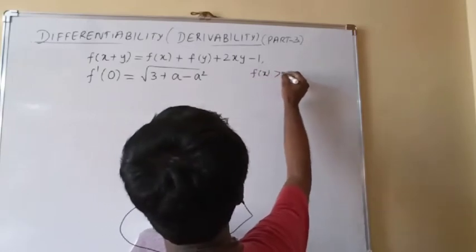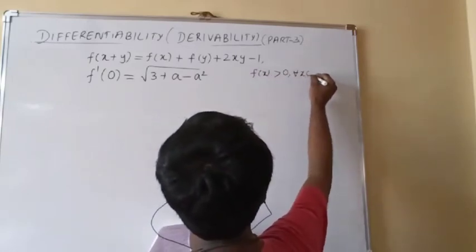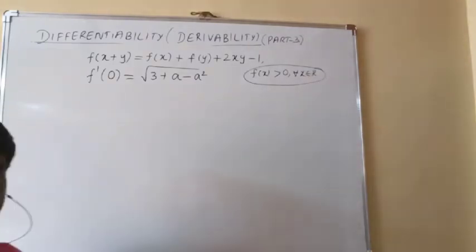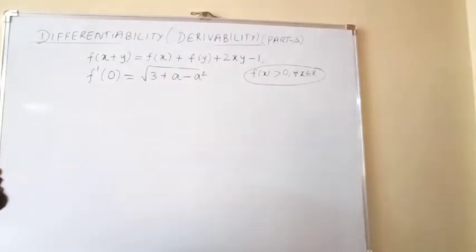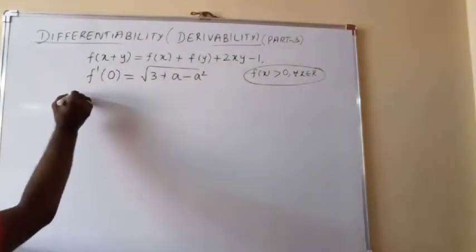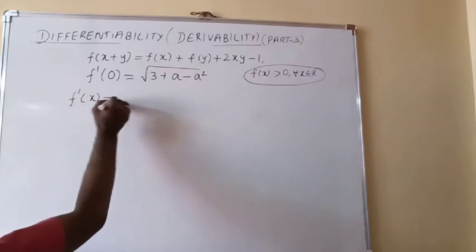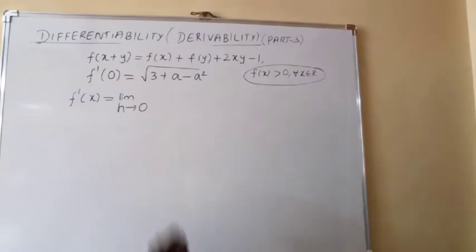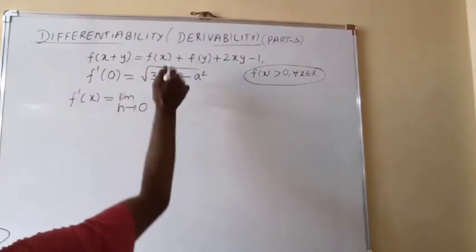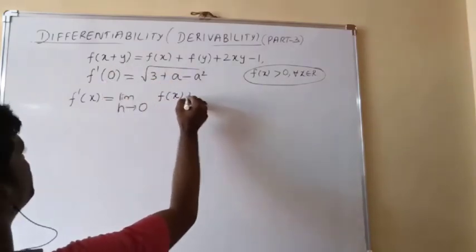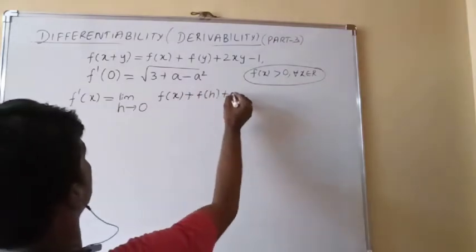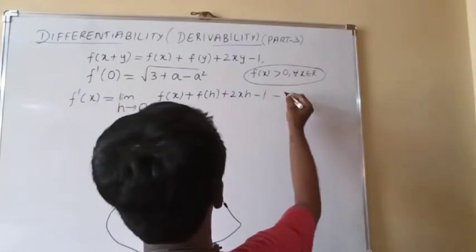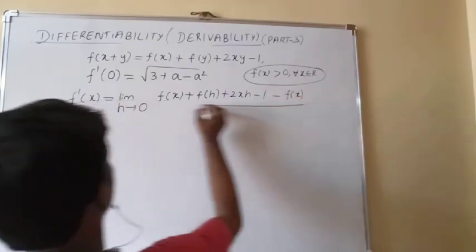And also show that f of x is positive for all x belongs to R. We have to find f of x and show that f of x is positive for all real numbers x. Okay. So consider f dash x. f dash x is equal to what? Limit h tends to 0, f of x plus h. Here instead of y, if I substitute h, what will we get for f of x plus h? f of x plus f of h plus 2xh minus 1, minus f of x, divided by h.